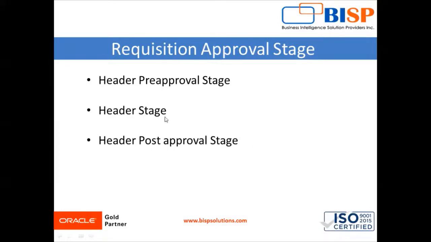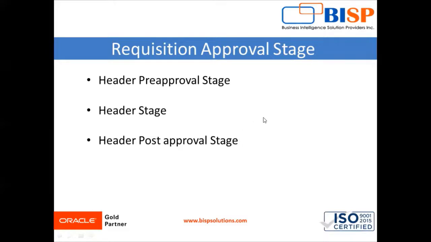Basically, first our document goes for pre-approval, then our document goes to the next stage, that is the header stage, and at the last our document goes to the post-approval stage node. All these nodes are used for sending notifications to a particular user for approval purposes. You can select nodes in the application in accordance with your use.